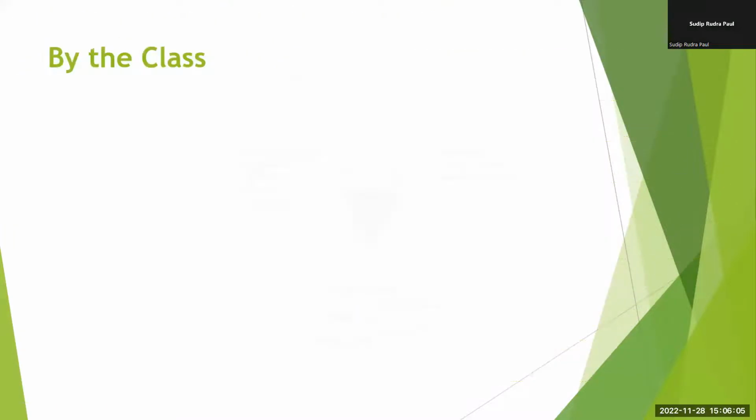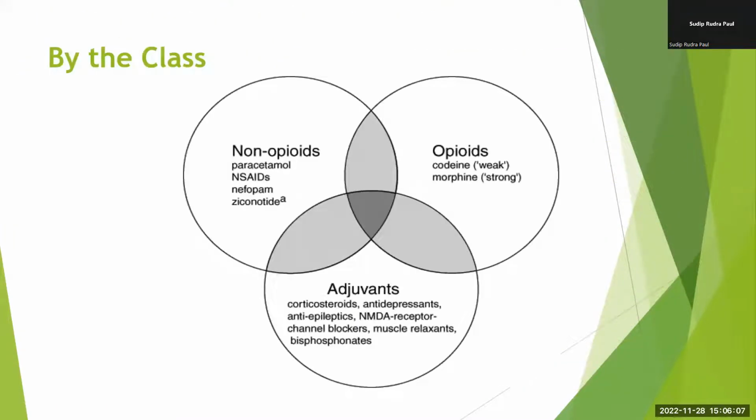Next is by the class. What is by the class? There are three different classifications: non-opioids class, opioids class, and adjuvants class. Whatever the class of medication we are using, we should use it promptly, and keep all the medication side effects in mind. Two medications of the same class should not be used at a time, so that the patient does not develop any kind of side effects.